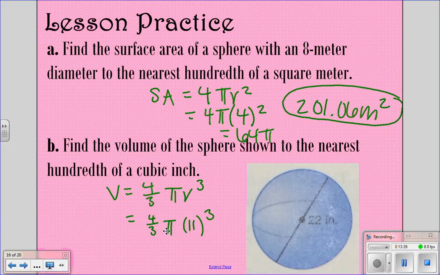And then multiply it by 4/3. And then multiply by pi. And you should get 5,575.28 and then inches cubed. And it said to the nearest hundredth, so that's why we went to 2 decimal places.